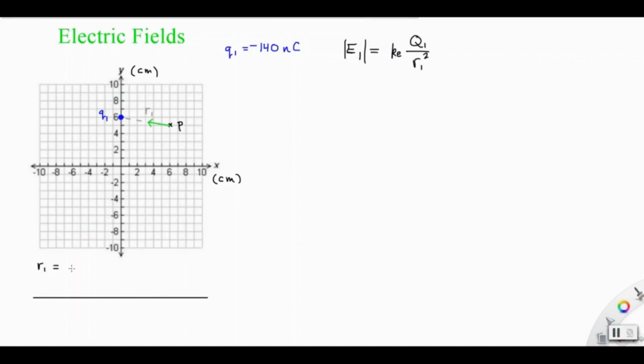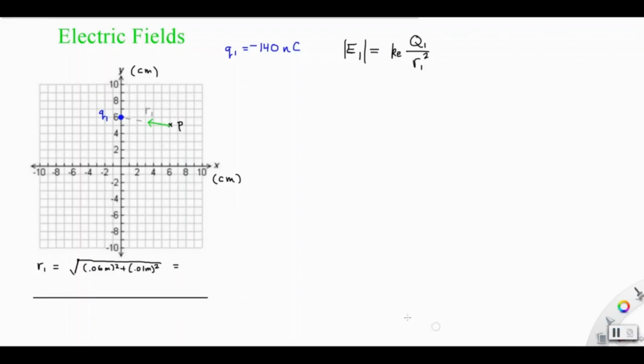Down here, I will write what R1 is. We know that this is in units of centimeters, or length-wise. If the distance between Q1 and point P is 6 horizontal and 1 down, then our R1 distance should be the square root of the horizontal distance squared plus the vertical distance squared, or 0.06 meters squared plus 0.01 meters squared. It'll probably be somewhere around 6, because it's almost 6 centimeters.